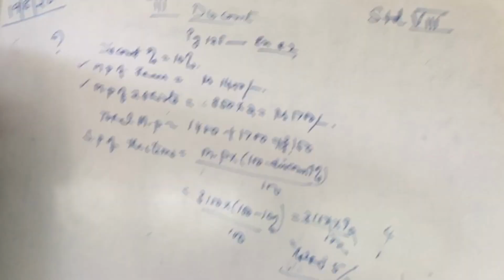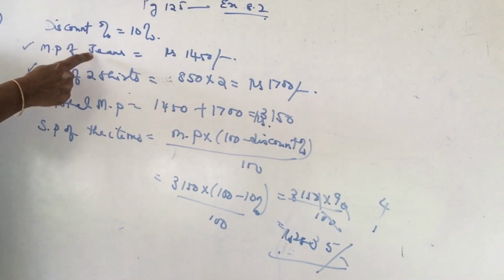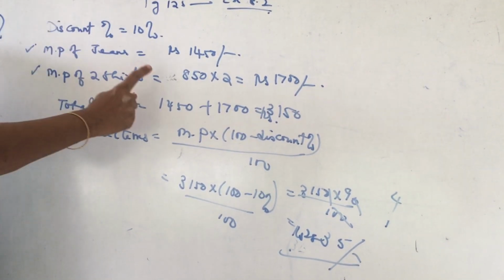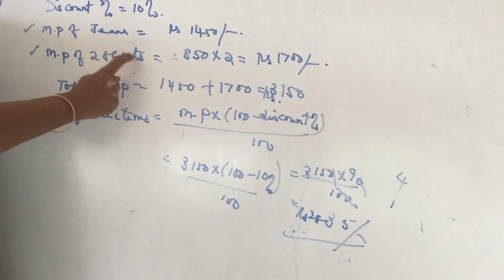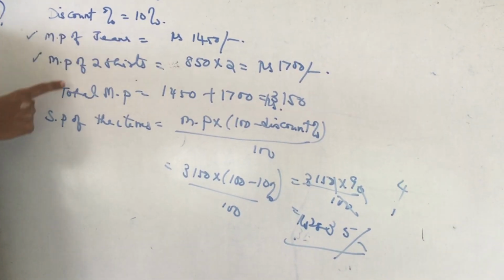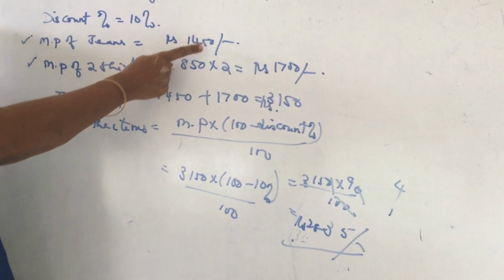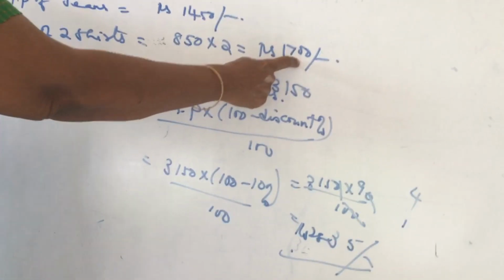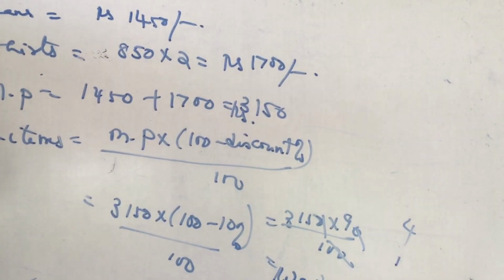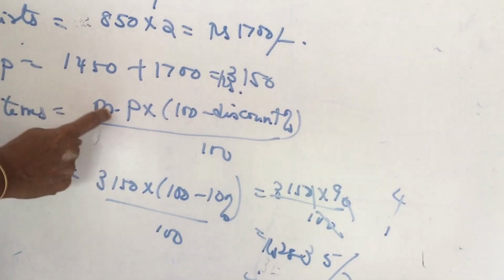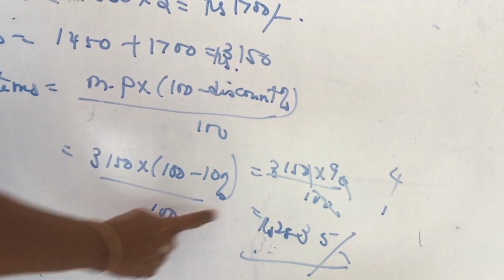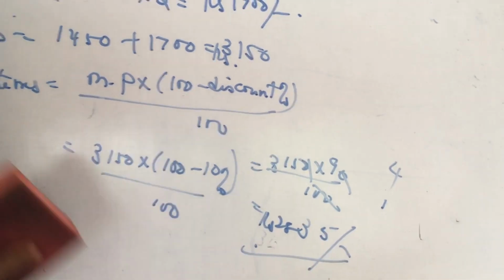Yes, discount percent is given. The mark price for a pair of jeans is given and the mark price of one shirt is 850, which means the two shirts mark price is 850 into 2, which is 1700. So what will be the total MP, children? Add both, 1450 plus 1700 is 3150, and you are asked to find the selling price. What is the formula for SP? MP into 100 minus discount percent by 100, which is rupees 2835.